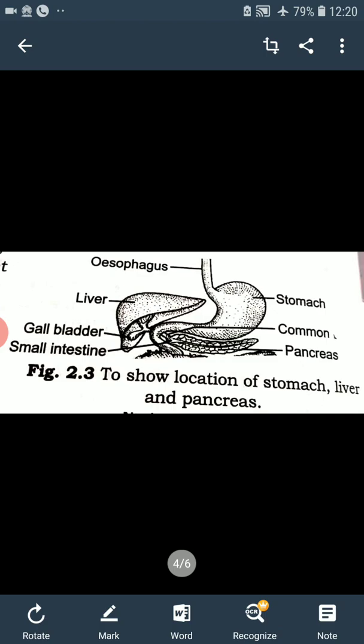So what is the work of the pancreas? Pancreas function is that it releases juices named pancreatic juices, and these juices help in the digestion of carbohydrates, fats and proteins.